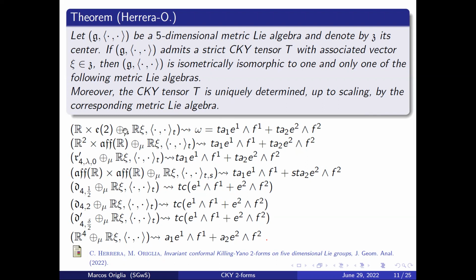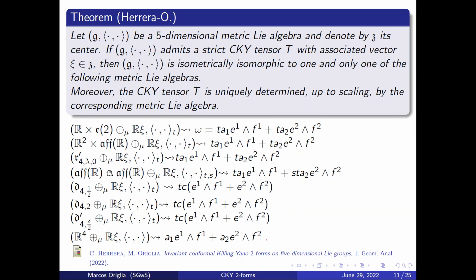So this is a list of 4-dimensional Lie algebras with a central extension. In most of the cases, Cecilia classified the parallel skew-symmetric tensor, and there is a parameter in the metric. Maybe we can just pay attention to the last one, which is the central extension of the abelian Lie algebra by this mu. And here there is only one metric.